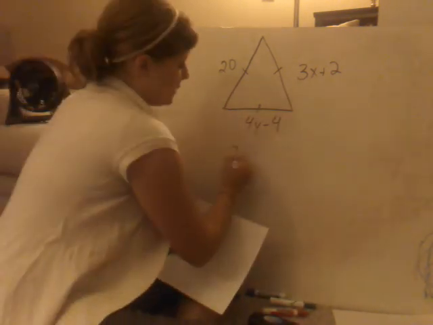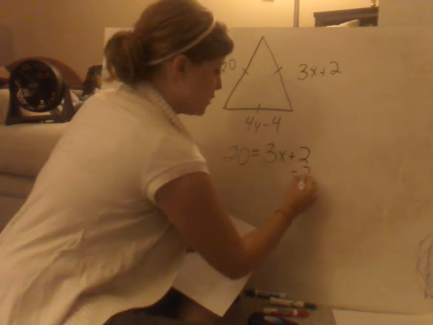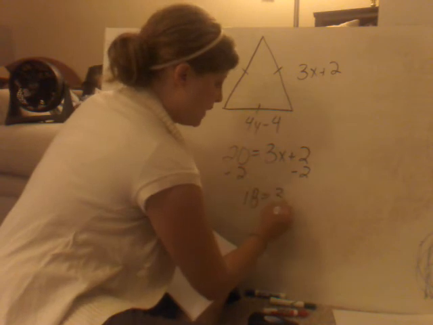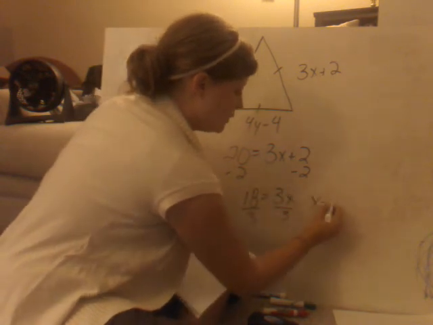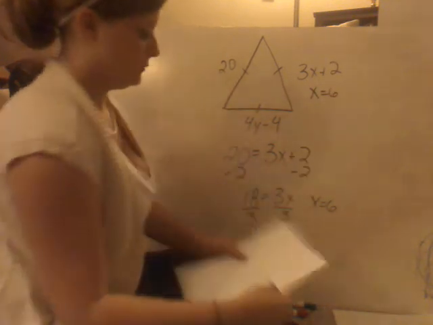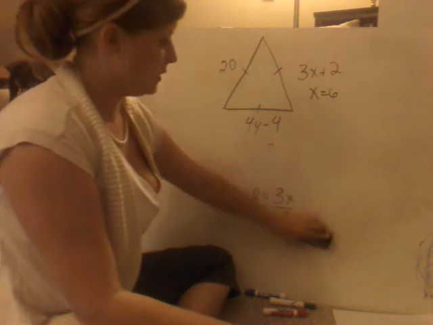So it's going to be set up as 20 equals 3x plus 2. Subtract my 2. 18 equal to 3x. Divide by 3. X is equal to 6. So I'll put x is equal to 6 up here. So this is just a regular variable problem.